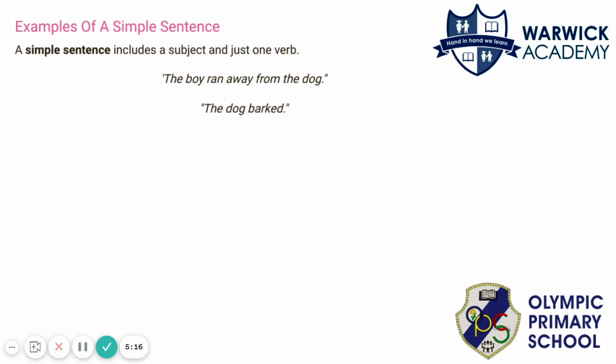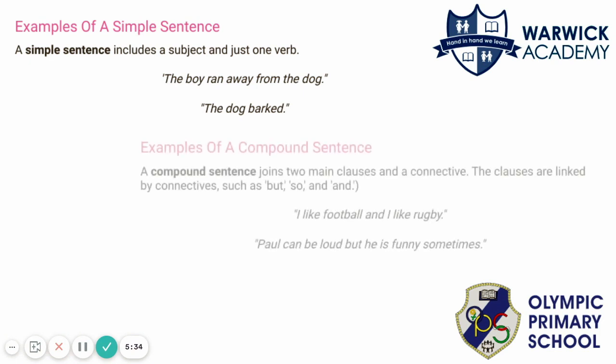So, examples of simple sentences that your children further down the school might use would be a subject, the boy, and a verb, ran. The boy ran away from the dog. The dog, the subject, barked, the verb.